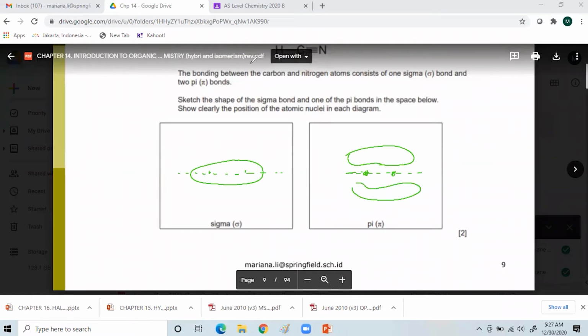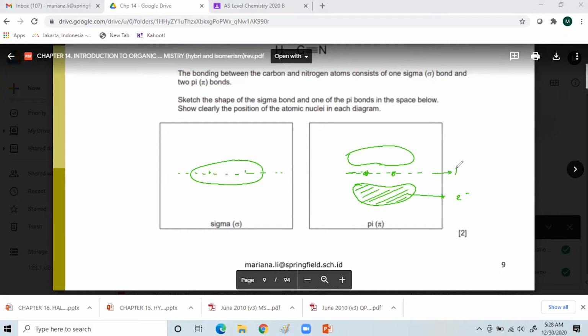Okay, this is the pi bond. This is the bond axis, and you can shade one of the loops to show the position of the electrons at that particular time. For example, in this shaded area, the electrons will be located here. This is electron density.